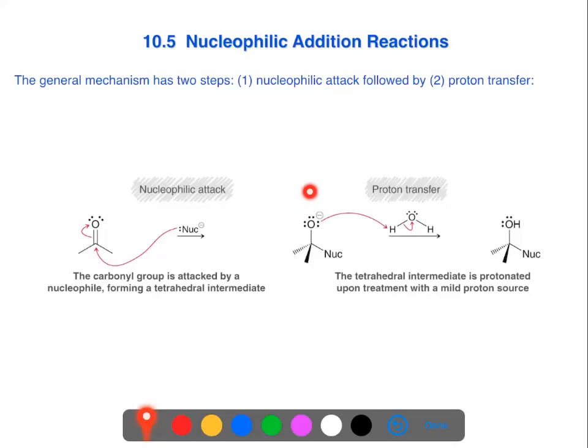That will generate the tetrahedral oxide intermediate, and it's from this point that this oxide, acting like a base, will pick up a proton from water. And in doing so, we'll form our new alcohol. And this proton transfer does occur because the oxide here is a stronger base than the hydroxide ion that will be produced after this proton transfer reaction.